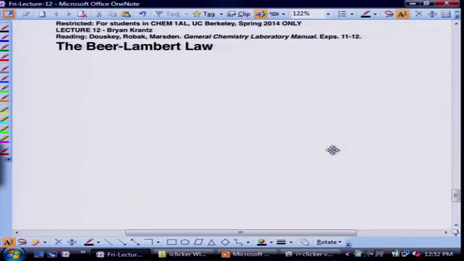Okay, so now this leads us to the Beer-Lambert law, which we got to cover here really quick. So we can do a clicker question. So Beer's law, which everyone should know already, I hope. Absorbance equals epsilon, or the extinction coefficient, times L, the path length, times C, the concentration.